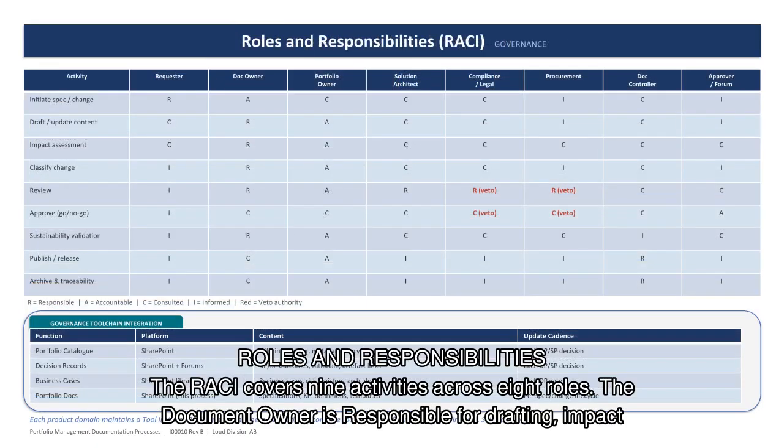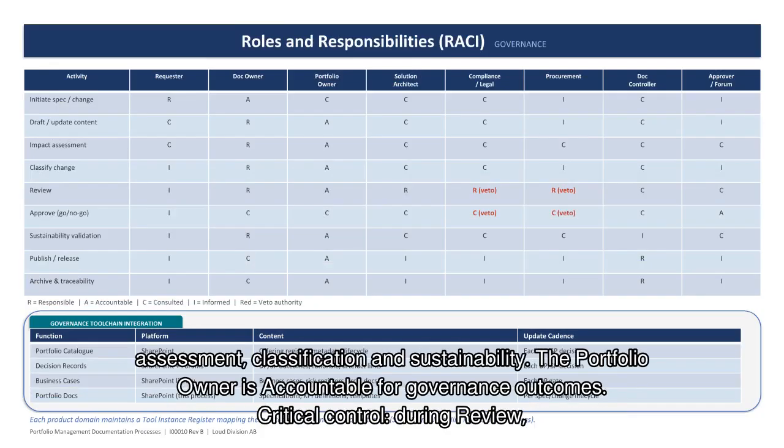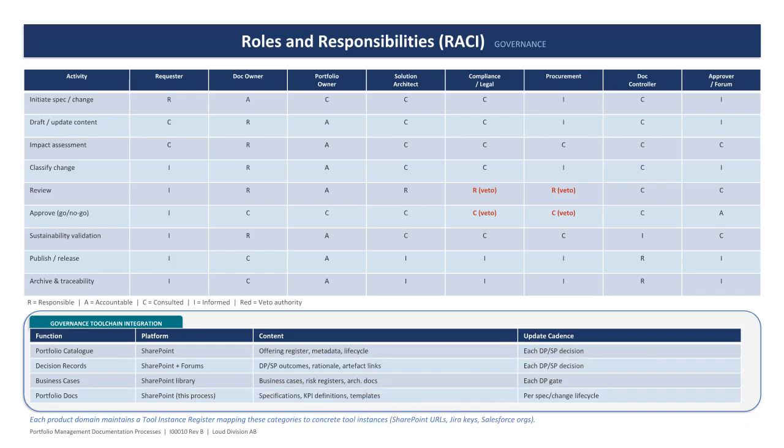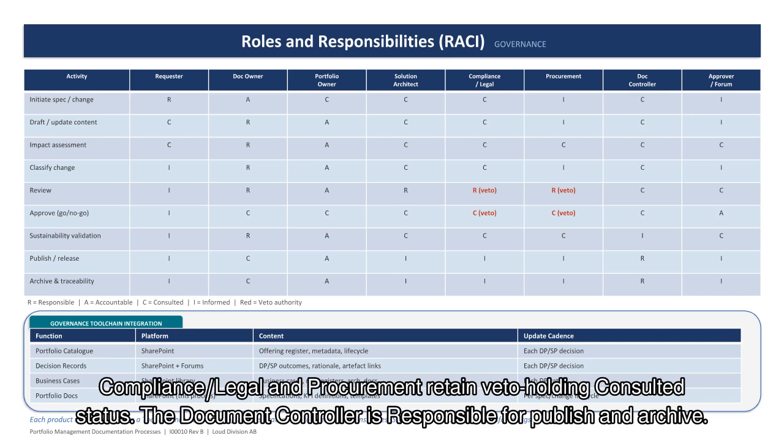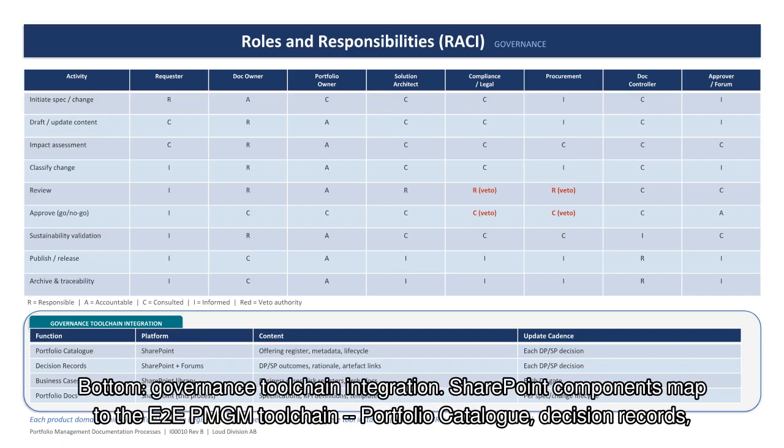Roles and responsibilities. The RACI covers 9 activities across 8 roles. The document owner is responsible for drafting, impact assessment, classification, and sustainability. The portfolio owner is accountable for governance outcomes. Critical control. During review, the solution architect, compliance/legal, and procurement hold responsible status. Those in red carry veto authority. During approve, compliance/legal and procurement retain veto, holding consulted status. The document controller is responsible for publish and archive.